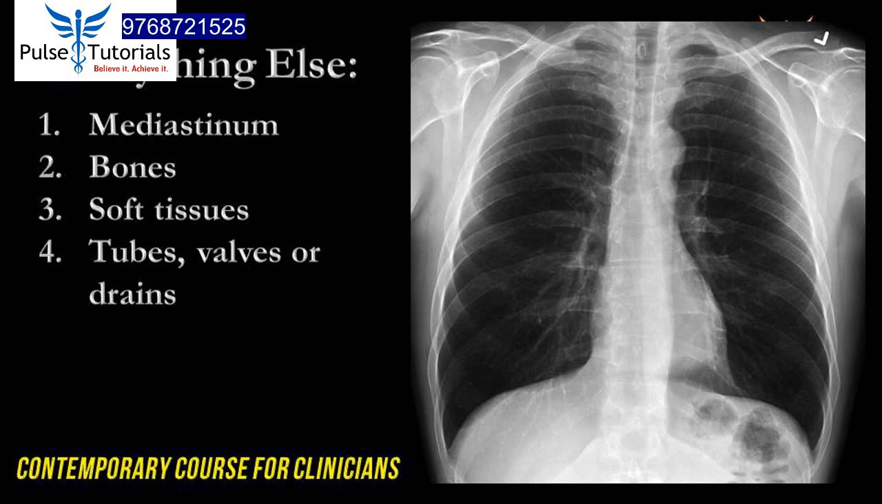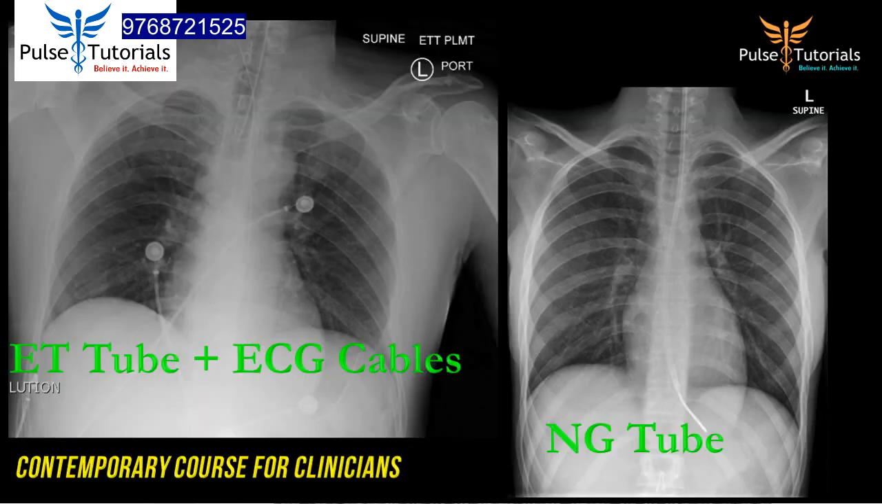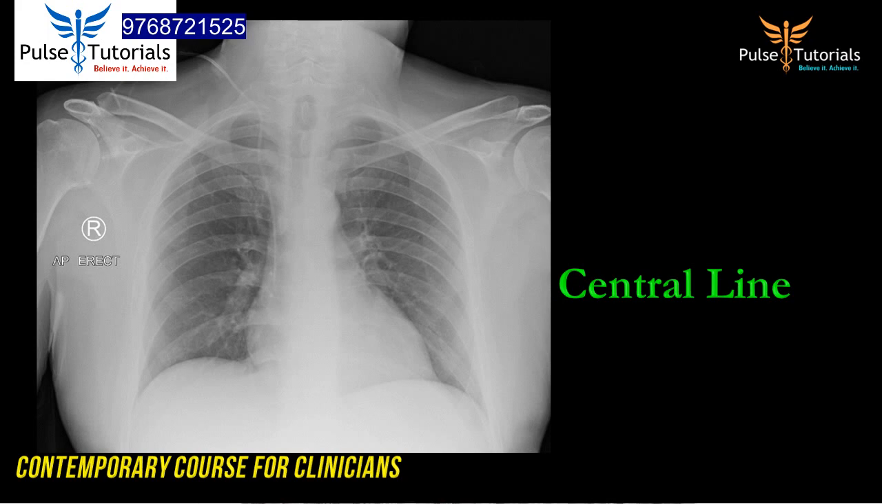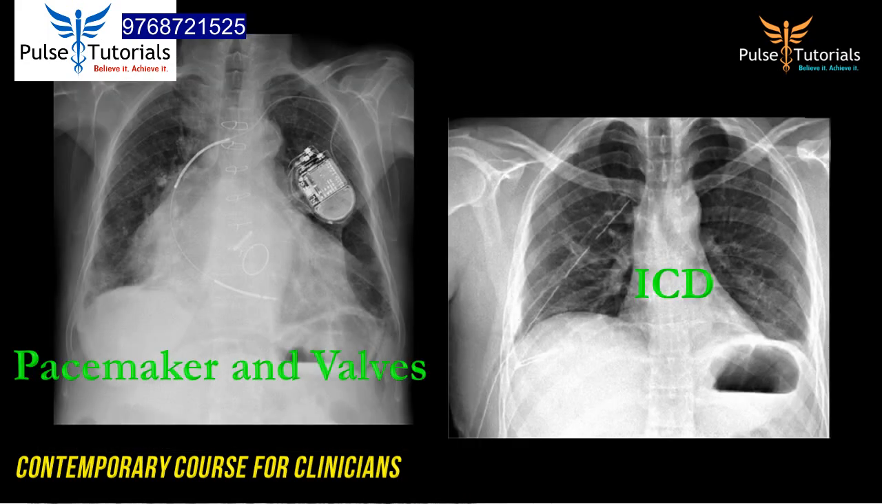These are a few examples of how things may look on a chest X-ray. Here's an endotracheal tube, an ECG cable. You can see a nasogastric tube in this particular X-ray here. Check out the presence of central line that you can see as a small white line starting at the jugular vein level at the neck. This is how a pacemaker looks on a chest X-ray, and this is how an intercostal drain appears.